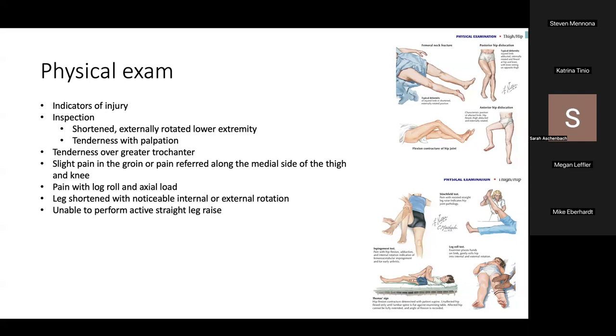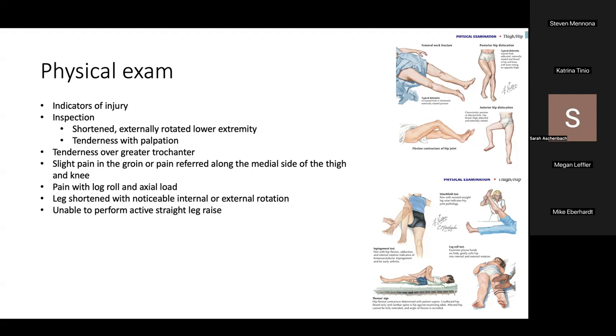Hopefully the ER has done some type of preliminary history and a rudimentary exam, so you're going to get a call. Hopefully there's imaging that's already done, but your indicators of injury in patients that have hip fractures, when you look at them, the affected leg may be shortened and externally rotated. There's tenderness to palpation both in the groin and over the greater trochanter area.